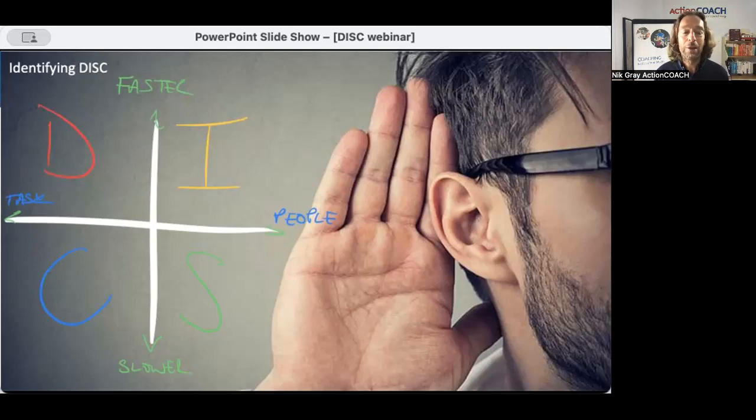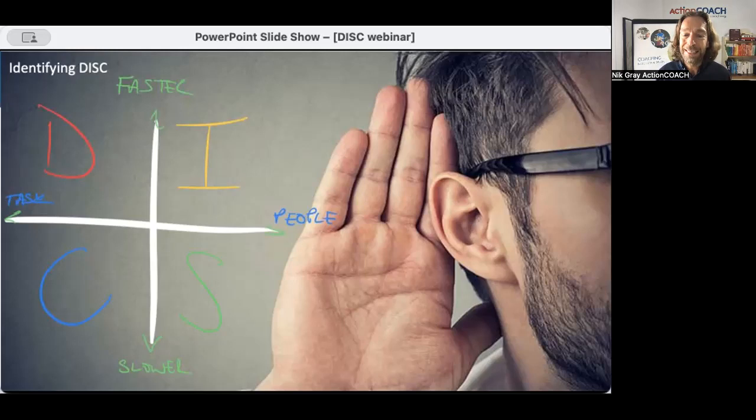And this will impact how they communicate. So how do you understand this when you meet somebody for the first time? Well, the first indication is just by asking the question, how are you today? Listen for the pace. Are they slower or faster? If they're fast, they could be a D or an I if they're speaking quite fast.